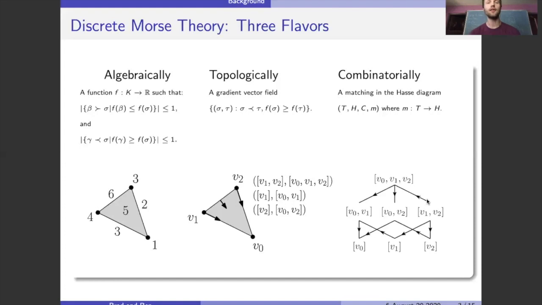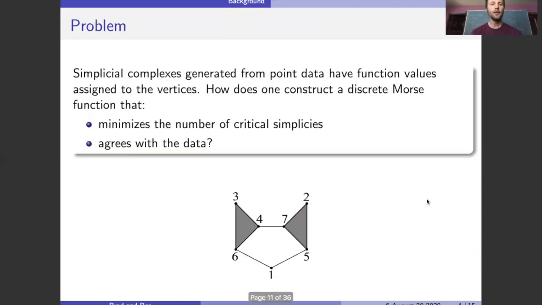So three flavors to think about a discrete Morse function. The problem we consider is we have a simplicial complex with function values already assigned on the vertices, and we would like to construct a discrete Morse function that minimizes the number of critical simplices and agrees with our data. So here's an example input. We have a simplicial complex with function values on the vertices.